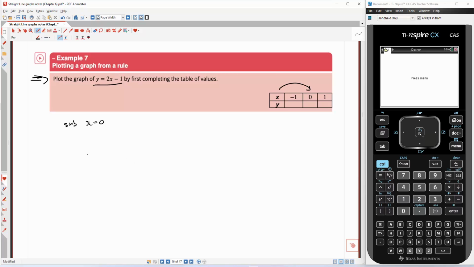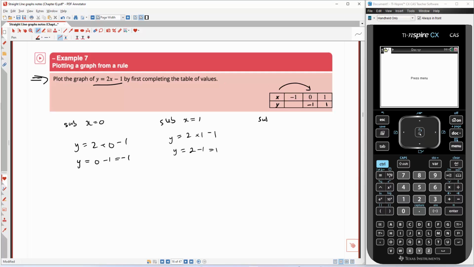So let's put it into the rule. It's y equals 2 times 0 take away 1, which is 0 take away 1, which is -1. So that's the first point. Okay, now let's sub x equal 1. So we'll go y equals 2 times 1, take away 1. So notice that I'm changing x and replacing it with 1. So that's 2 take away 1, which is 1. All right, finally what we'll do is put -1 in.